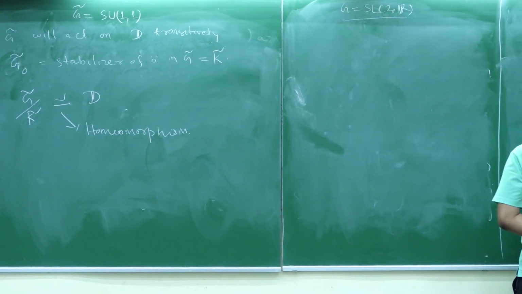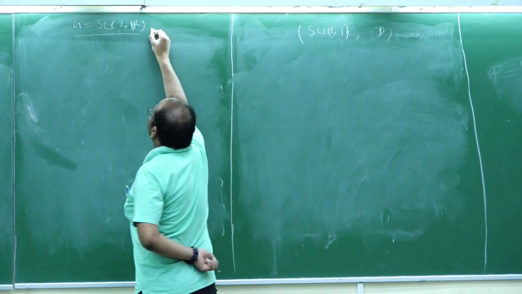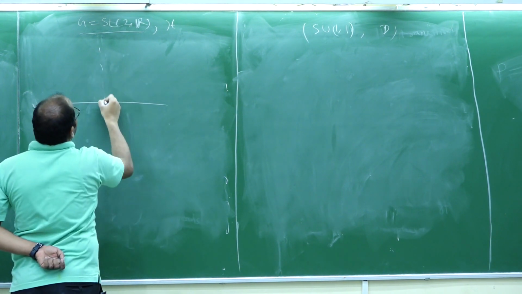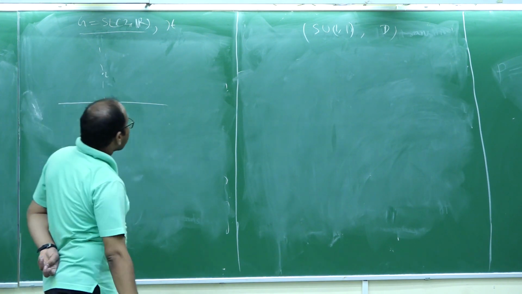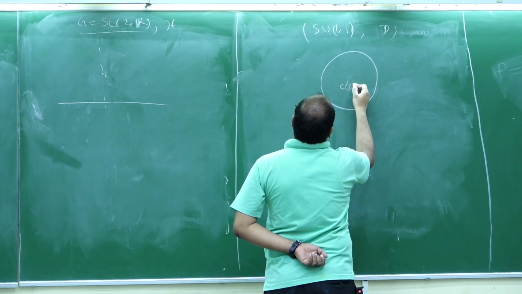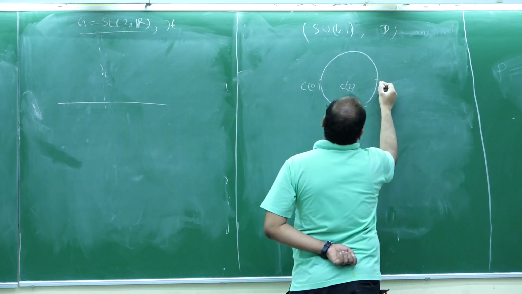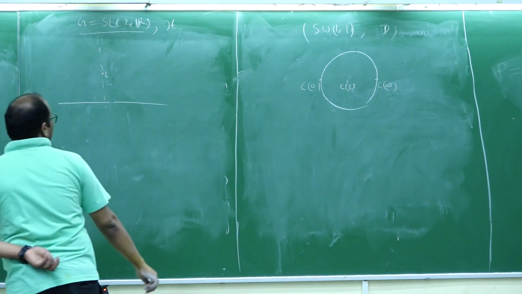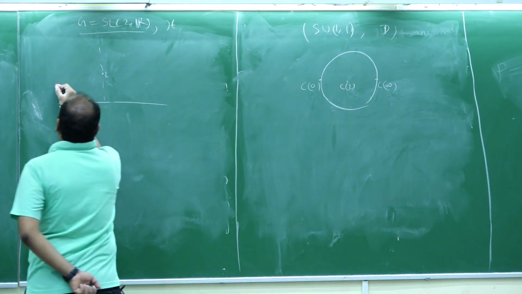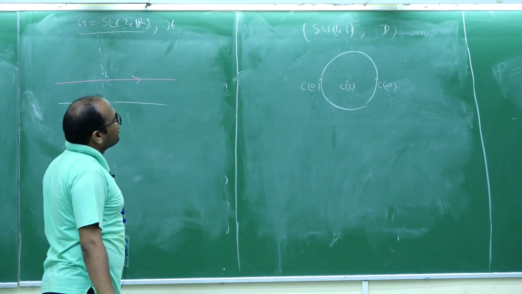This is the picture in SU1,1 and D case. This is the upper half-plane, so this is my upper half-plane, and this is my I. And that maps under the Cayley transform to the unit disc, and this is C of I, this is C of 0, and this is C of infinity. Now, what is the N orbit here? The N orbits here are horizontal lines, which are parallel to the real axis.